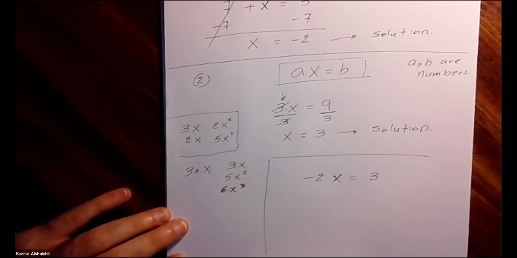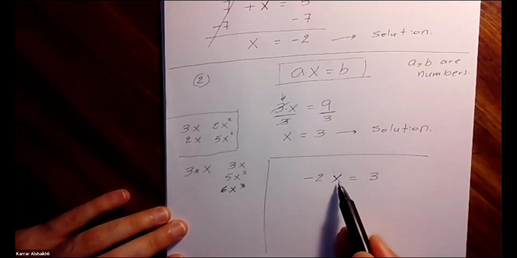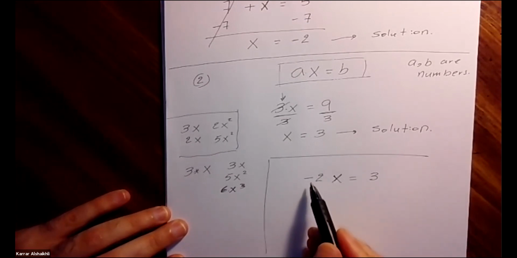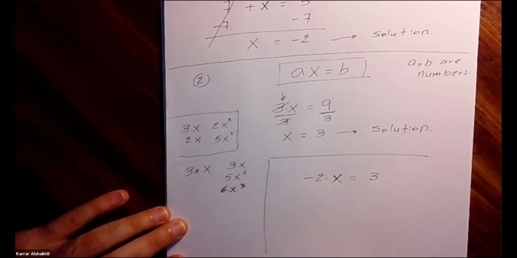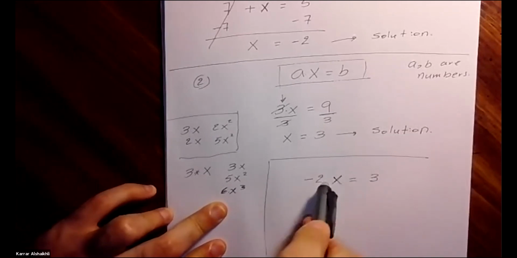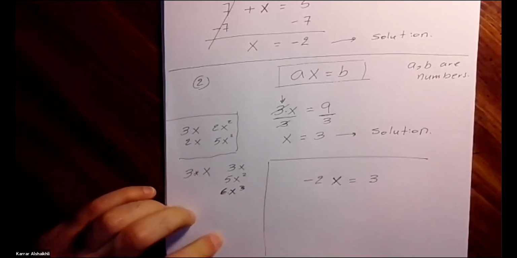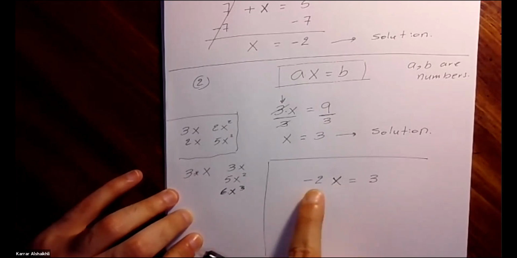So now, if you have -2x equal 3, we need to find the solution. That means we need to find the value of x. Always, -2x means it's -2 times x. But I don't have to write down this multiplication sign because I already know it's a multiplication. So to find the value of x, I'm going to divide both sides by which number?